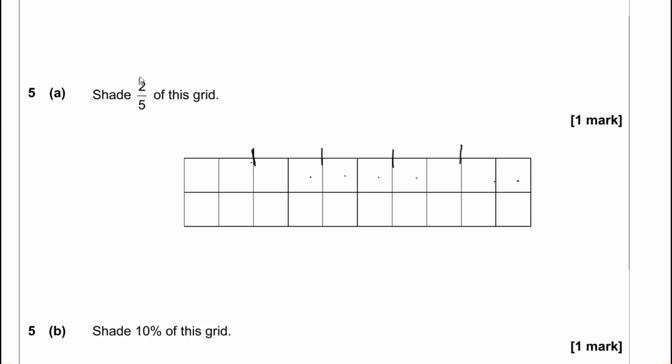And we just need to take 2 of them. 2 out of 5. So we take 1, 2. This is the 2 part. So we just shade this. You can choose whatever you like as long as you shade this number of blocks. 8 blocks, that should be okay. You can choose any blocks of it.